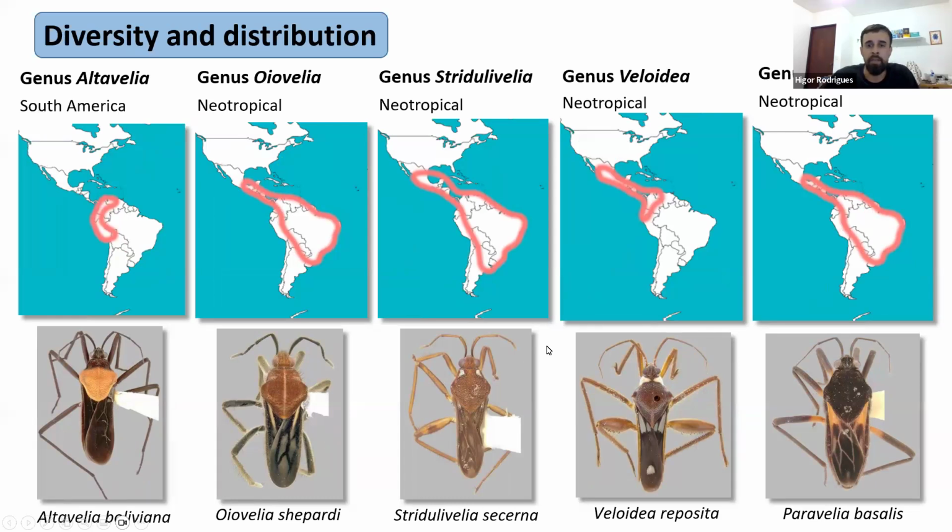Here, I highlight two genera that have a more restricted distribution: Altavelia, associated with the mountainous regions of the northern portion of the Andes in South America, and the genus Veliidae, which occurs from Mexico to the north of South America.